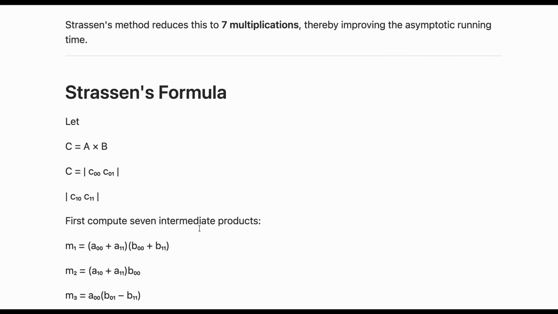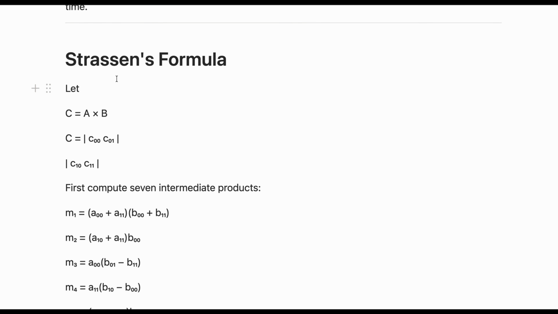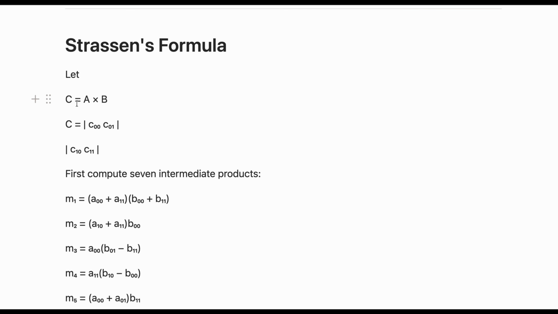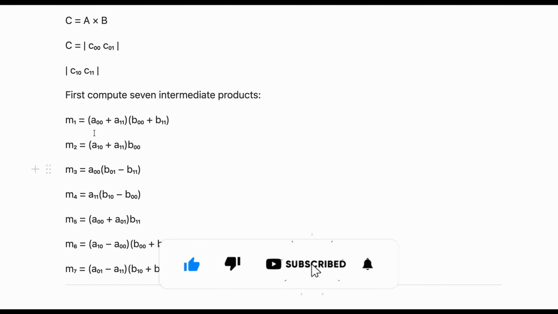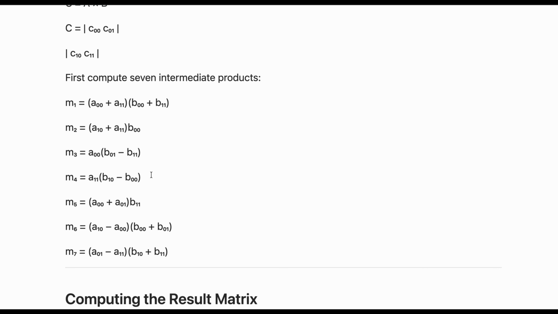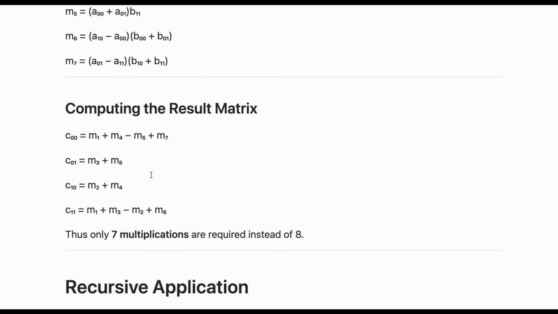Now, we will see Strassen's formula. Let C be equal to A into B. Here C is made up of C00, C01, C10 and C11. First, compute 7 intermediate products. Here we can see the 7 intermediate products M1, M2, M3, M4, M5, M6 and M7. We can easily do it like this in Strassen's matrix method.